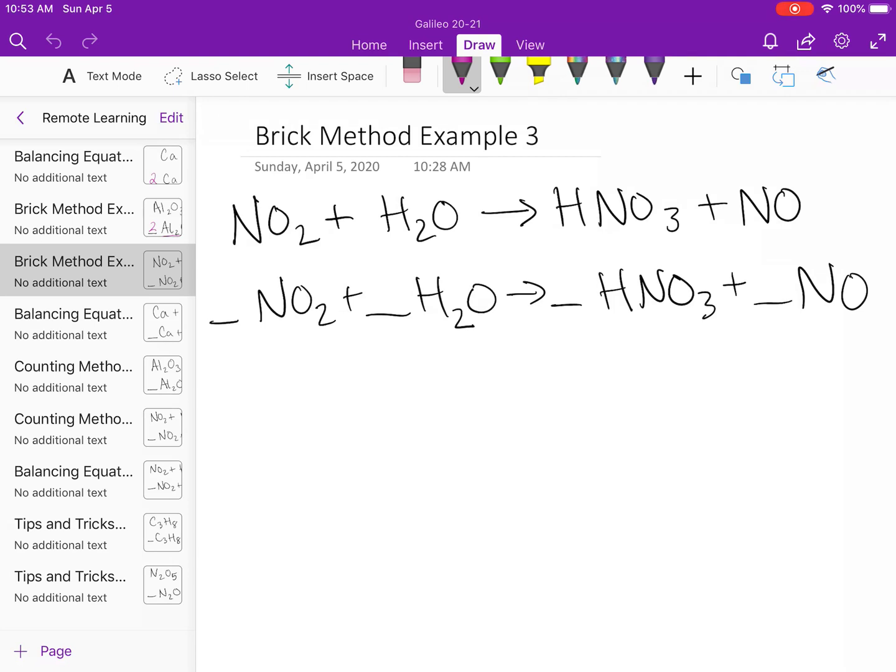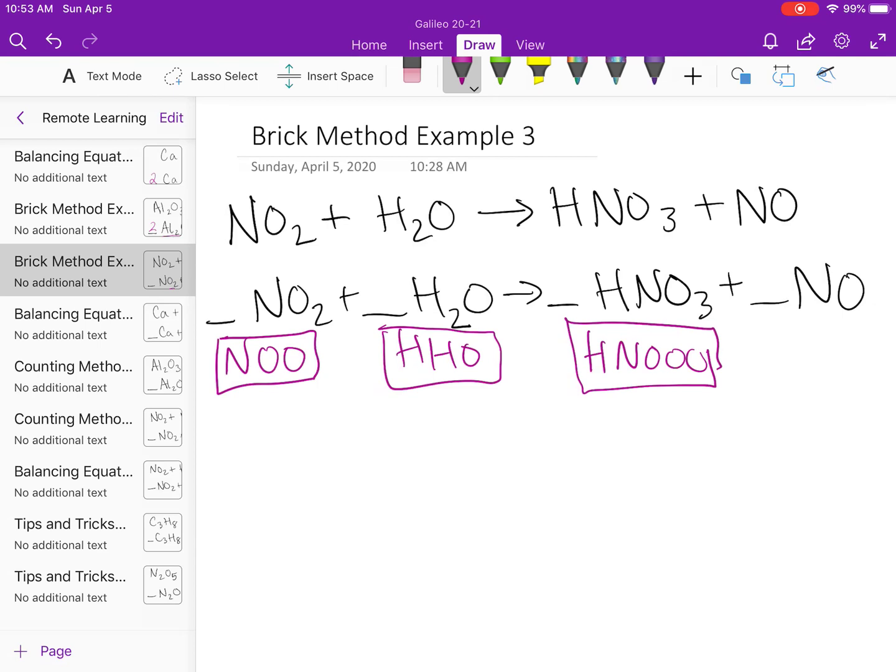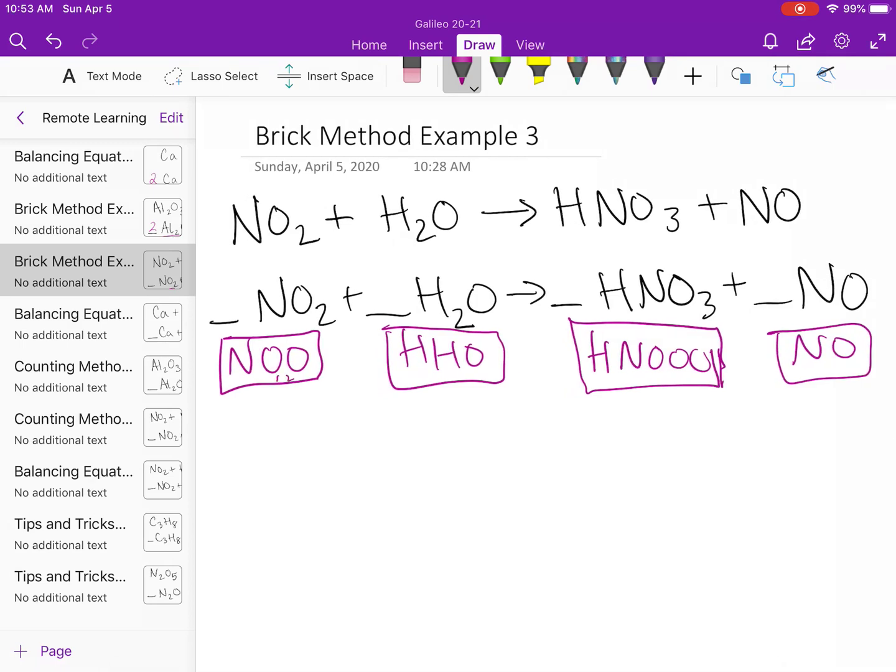Let's do one last example. Okay, so once again, I've rewritten the equation to have blanks to fit my coefficients. So I'm going to start drawing my bricks. NOO, HHO, HNOOO, and NO. Okay, so if you're wondering how I knew, for example, to draw 2 O's in this brick, it's this 2 right here and 2 H's because of this 2. So I'm using the subscripts to help me figure out how many letters to put in each brick.